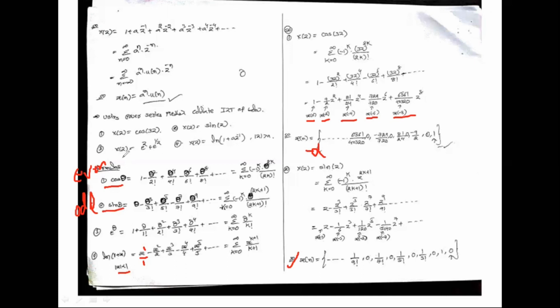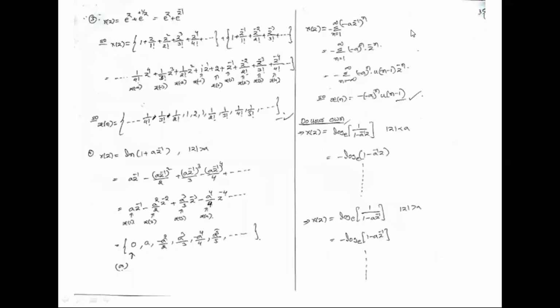Next, third example is that x of z is equal to e power z plus e power 1 by z. We already know this sequence: sum of k equal to 0 to infinite, theta power k by k factorial. Using that sequence, e power z plus e power z power minus 1. First sequence, theta power k starts from 0. So theta power 0 by 0 factorial, theta power 1 by 1 factorial.